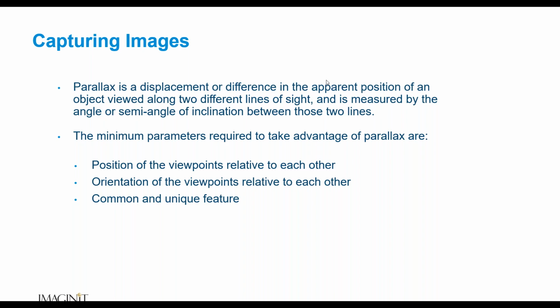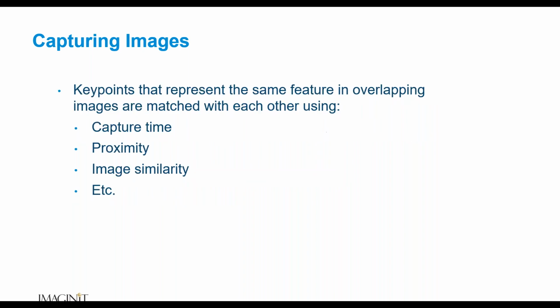Because the way the program works is that it picks out those common and unique features, and then ties them all together through various photographs to then create the points. The points that get created are those key points. So if I have, let's say, 5-10 photos, all showing the same unique object, that object is going to become a key point. That represents the same feature in overlapped images.